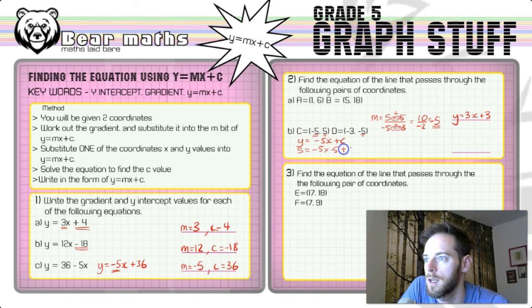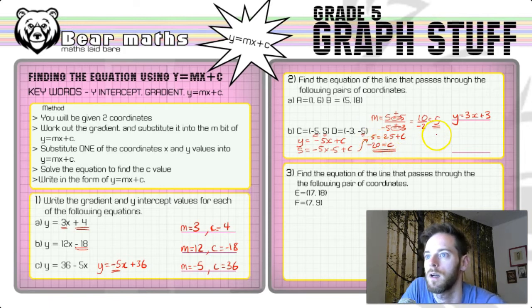And then plus c. All right, let's go up here, do a bit of working up here. Minus 5 multiplied by minus 5, two negatives multiplied together make a positive. So that's 25. So we've got 5 equals 25 plus c. Take away the 25 from this side, gives you minus 20, and that equals our c value.